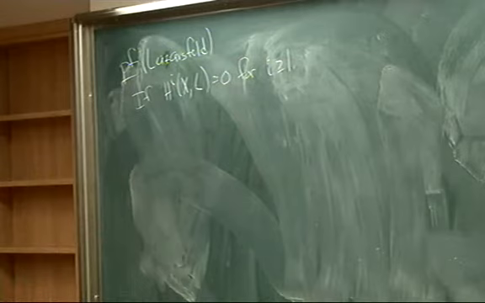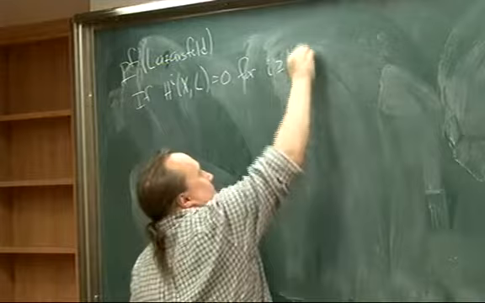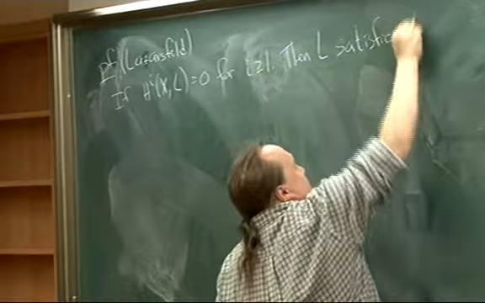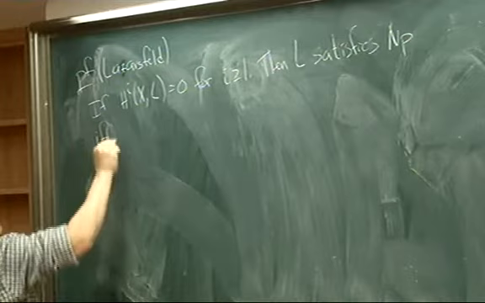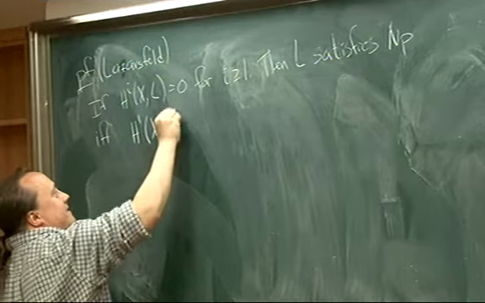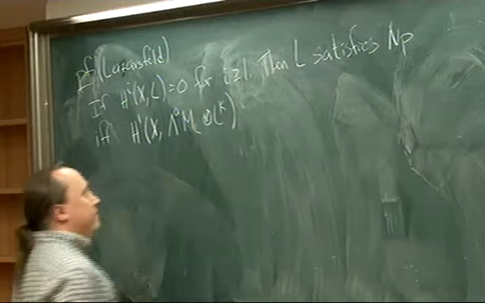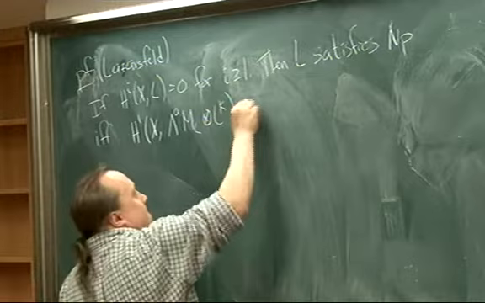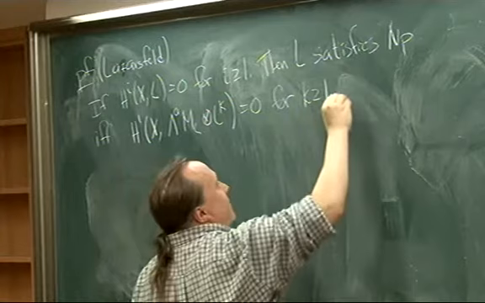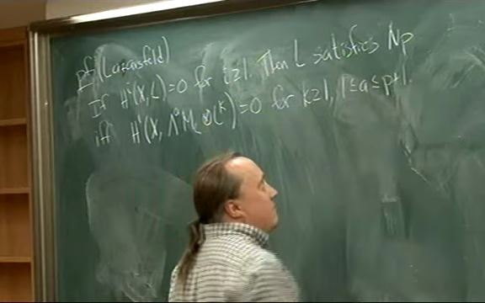Take this nice reasonable condition. Suppose H^i(X, L) is 0 for i greater than or equal to 1. Then L satisfies N_p if and only if H^1(X, ∧^a M_L ⊗ L^k) is 0, and I'll define this object in just a second, for k greater than or equal to 1, a between 1 and p plus 1.